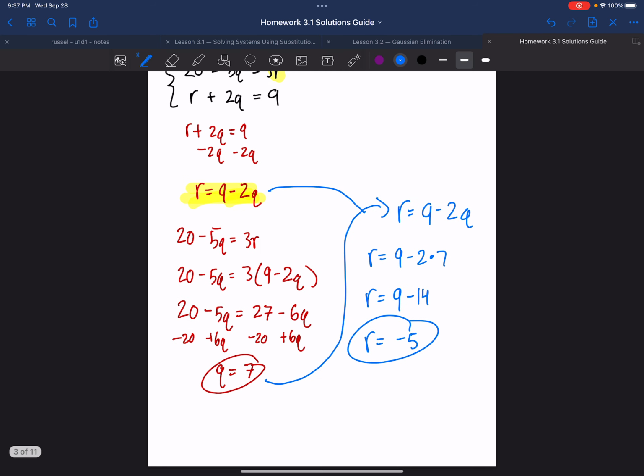-5. And so my answers are -5, comma, well, I guess we don't really write it like that because it's R and Q, huh? So let's just write it like this. R equals -5 and Q equals 7. Hooray! Fantastic. That's not a rectangle.